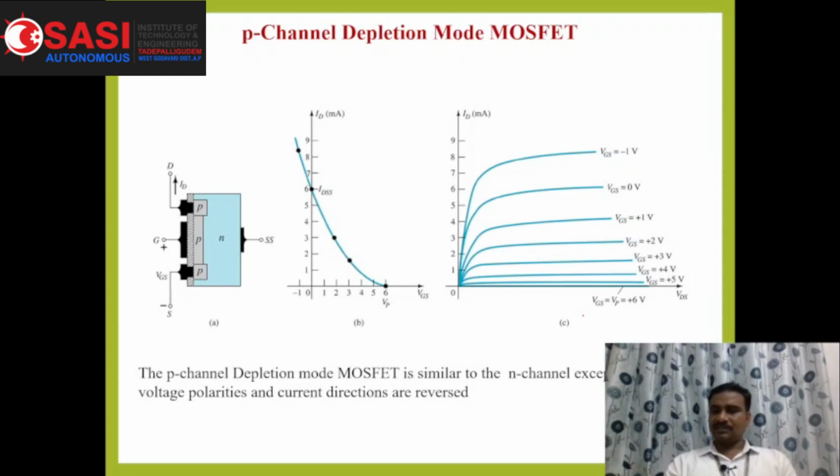Here also we can see the transfer characteristics of the p channel depletion MOSFET. Similar characteristics we may get, but the polarity of the voltage changes. Therefore, it will start with the pinch-off voltage in the positive direction. We are increasing the voltage, applying VGS in the positive direction. Then from 0, IDS at VGS equal to 0 is some value at the 0 point.